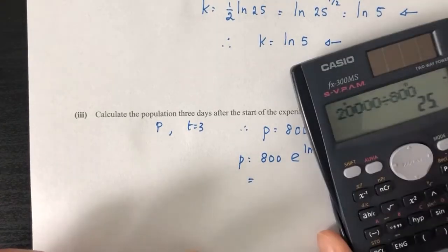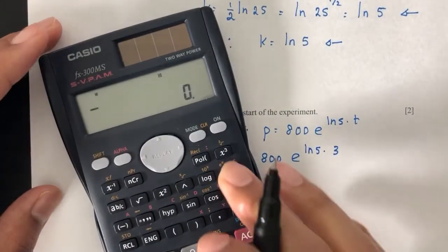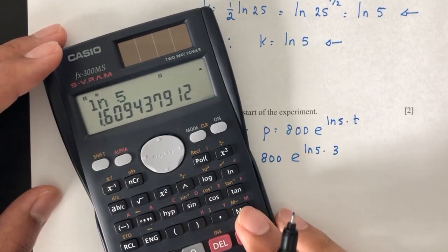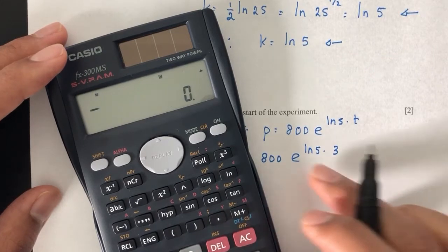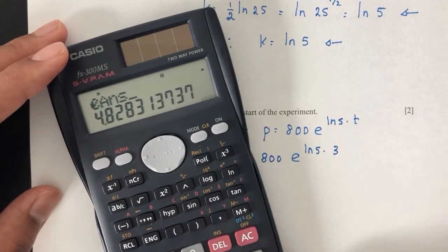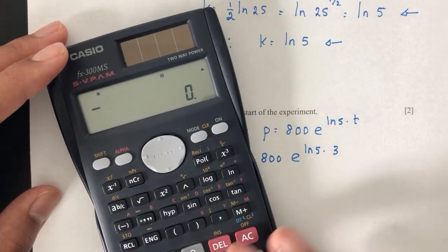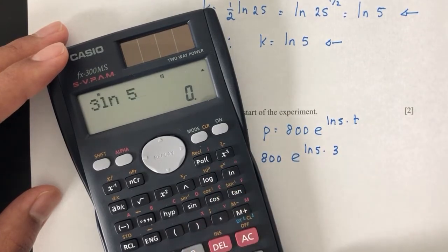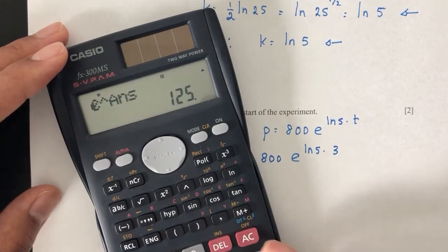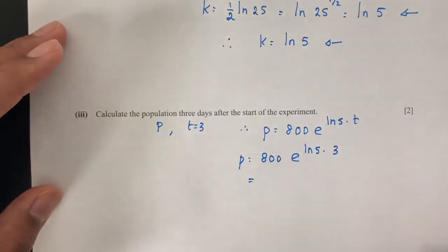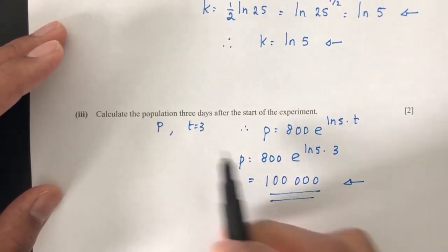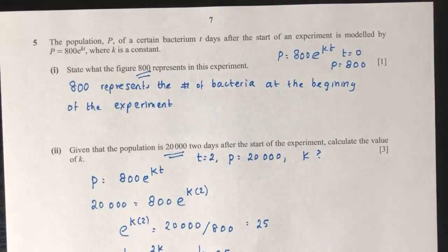So let's just use our calculator. So we have e power ln 5, so we have to multiply by 3 first. ln 5 times 3, e power the answer. So 3 ln 5, then e power that, times 800. That should give me 100,000. So this will be the population after 3 days. So that will be question number 5.